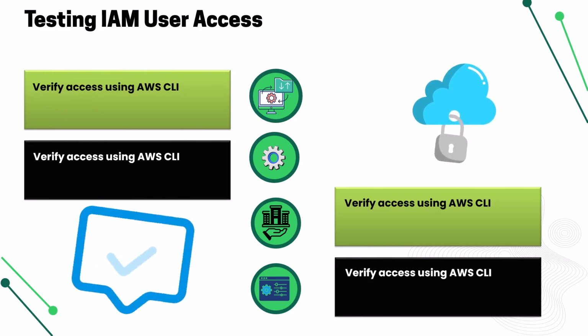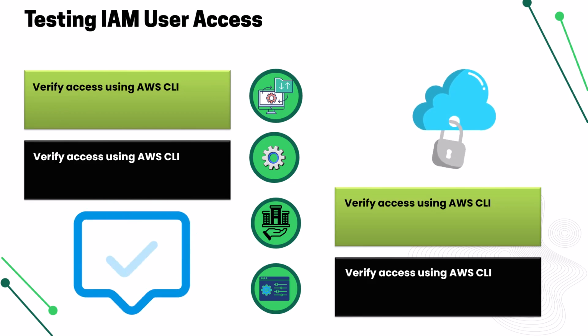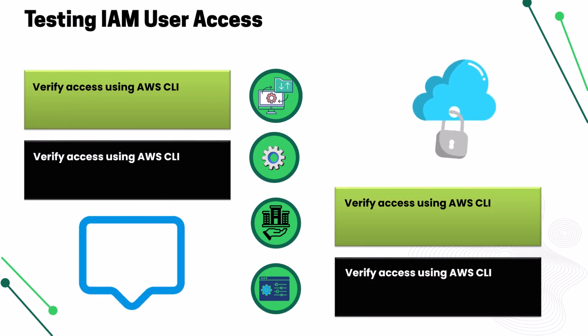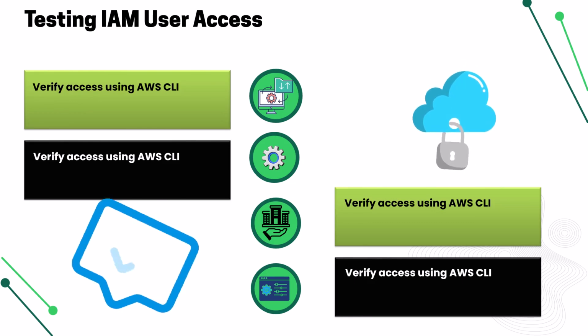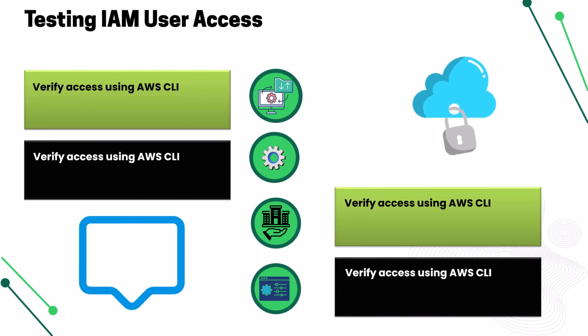Testing IAM user access is a must, because assumptions can lead to disaster. AWS CLI helps verify access, while the IAM policy simulator is perfect for testing permissions before deployment. Unit testing ensures authentication behaves as expected. And monitoring failed access attempts? Let's just say it's the security equivalent of checking who's sneaking cookies from the jar.